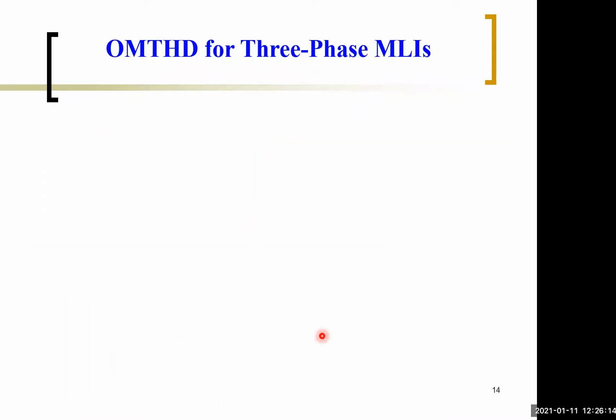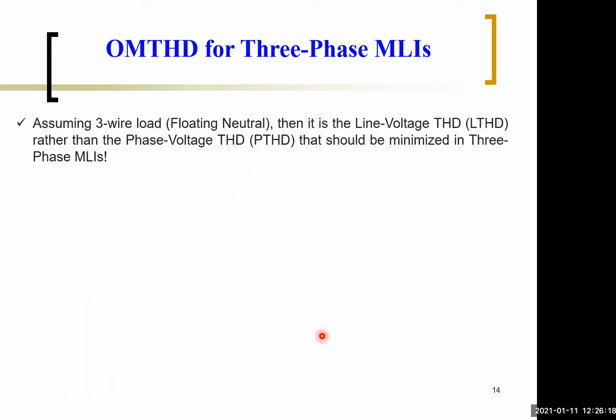So let's talk about applying OM-THD, optimal minimization of THD, for three-phase inverters. This is an assertion, assuming a three-wire three-phase load. By three-wire, I mean that the neutral is unconnected, which is the majority of cases. You only have three wires to connect a load usually. Then it is line voltage THD, or LTHD, rather than phase voltage THD, PTHD, that should be minimized in three-phase multilevel inverters. Why is that so?